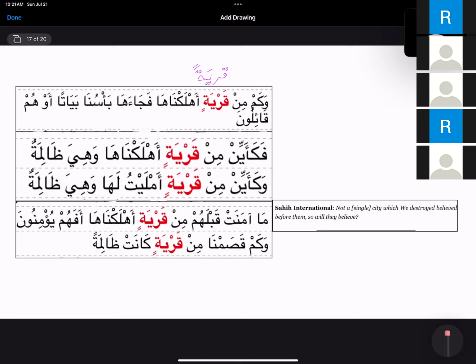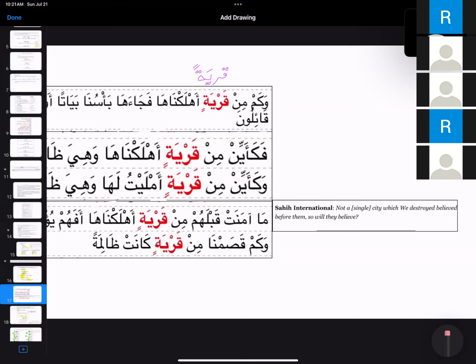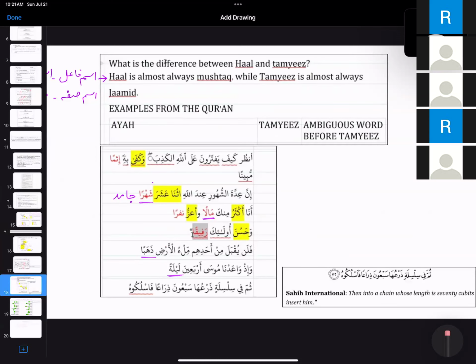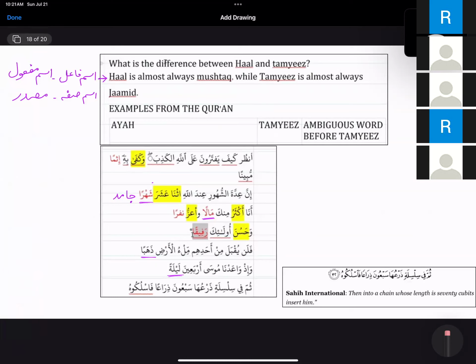Waqam qasamna min kariyatin. So same idea. So qasamna means destroy. Okay, now what is the difference between hal and tamyiz? Right? So a little, the way we can distinguish it, we know that hal is mostly of ism fa'il, ism maf'ul, ism sifa, or masdar, right? These are the four things hal could be, right? But if you guys notice, tamyiz is not any of them, right?